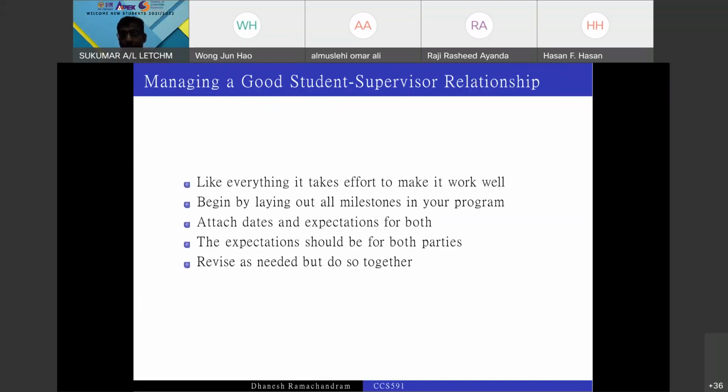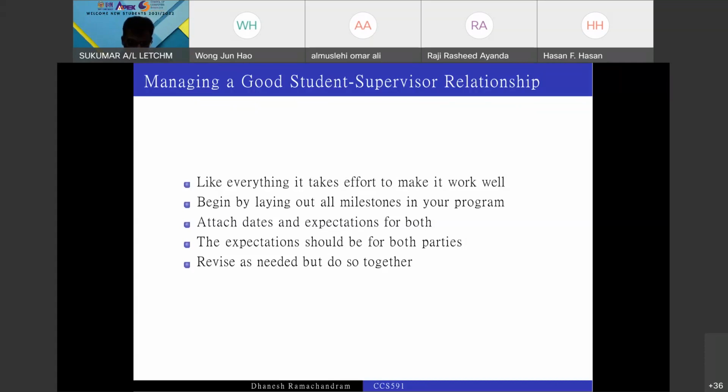Begin by laying out all the milestones in your program, and attach dates and expectations for both. Normally, when you meet or have a conversation with your supervisor, try to have some kind of, not to say agreement. Okay, normally with COVID, we know that you don't meet face to face. Maybe you record the WebEx session, or maybe you send an email. Okay, please keep a copy.